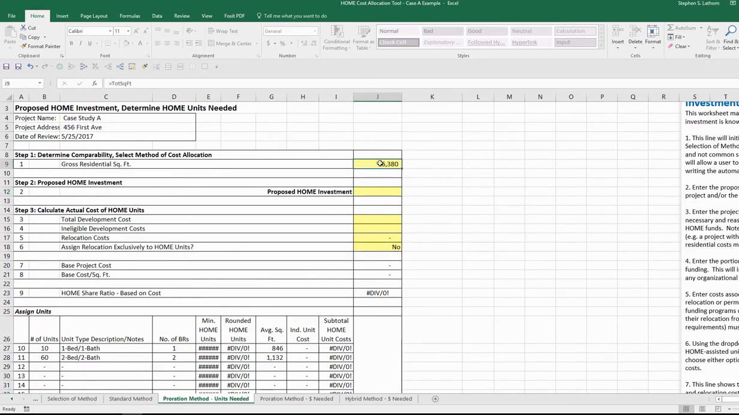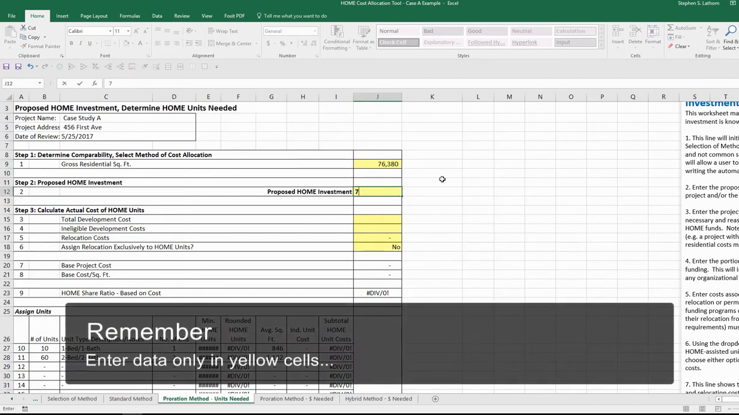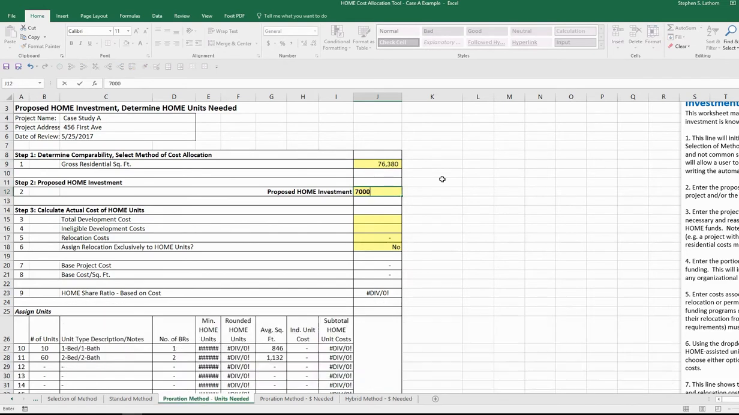So we see the square footage has carried over from the selection of method page, 76,380 square feet inside of the units. The proposed home investment for this project was $700,070. The total development cost, if you happen to recall, is $13,283,816. We identified $1,156,516 of ineligible cost, or costs that we at least questioned as being eligible. There's no relocation involved.